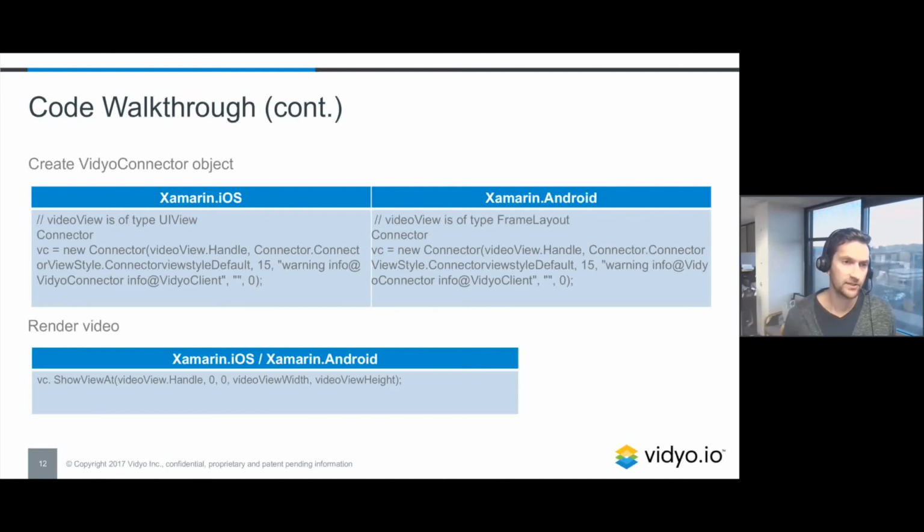In the construction of the connector object, you're going to pass the handle, and the type of layout that you want. Here it's specified as default. Then the number of remote participants, the max number of participants to render. Here we're going to set it to 15, a log level, and then a few other parameters that are not as relevant. And then to render video, it'll be the same call on both, where you call show view at, specifying the view that you want to render to, and any potential offset within that view.